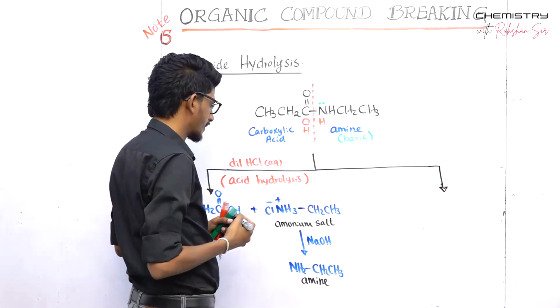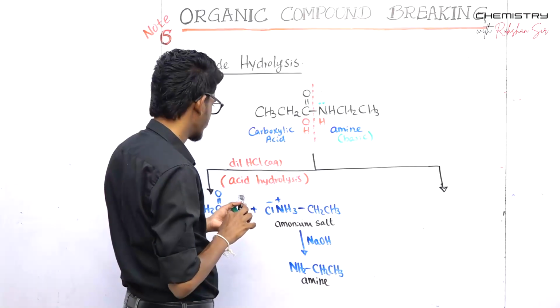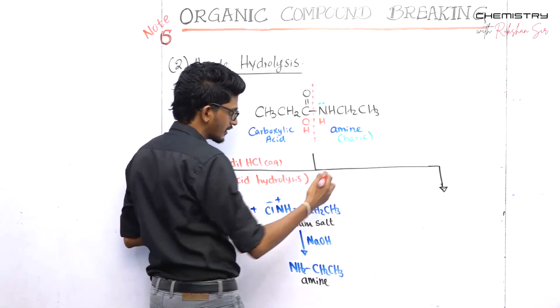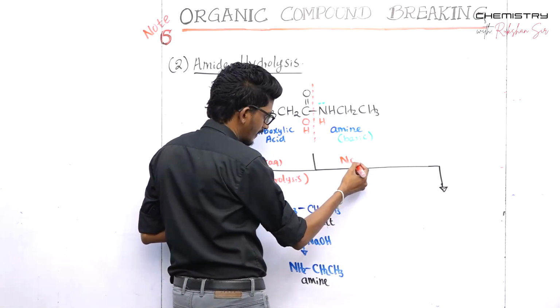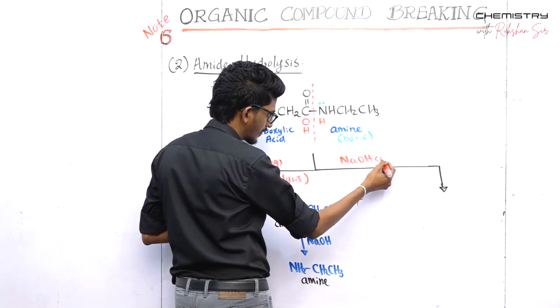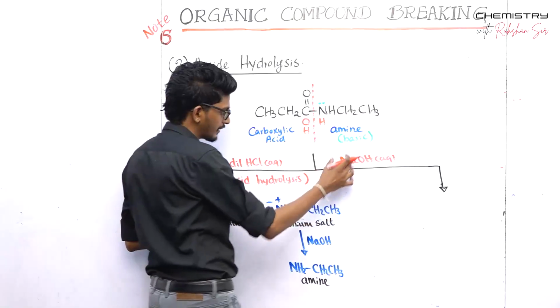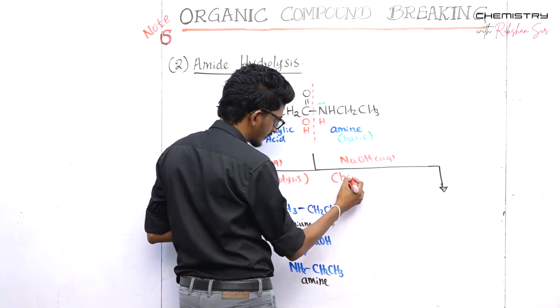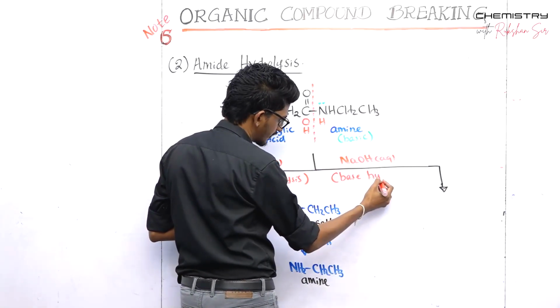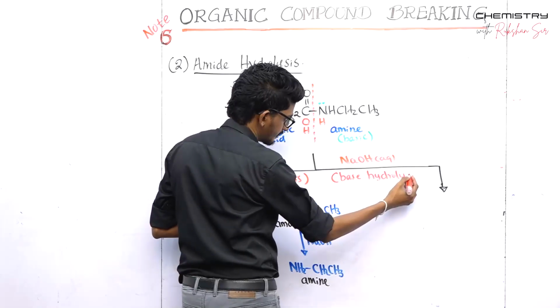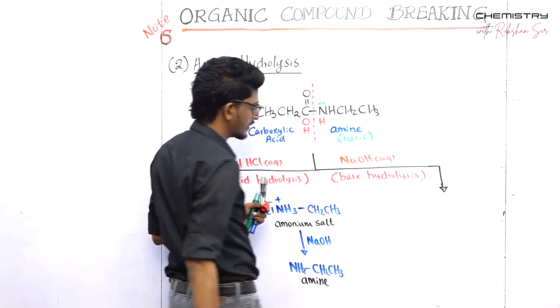So let's discuss what will happen if you use a hydrolysis reaction with a base as a catalyst. Let's come up with NaOH (aq) as a catalyst. Now we are using a base. Then the process is referred to as base-catalyzed hydrolysis, or base hydrolysis. Let's see what the products will be.